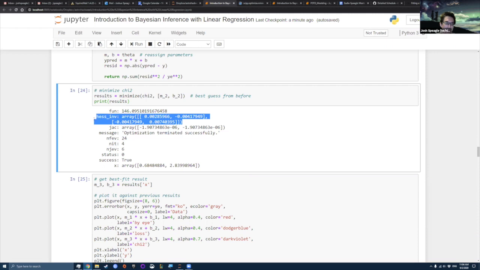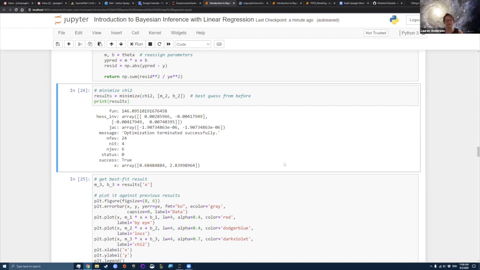And finally, this Hessian inverse right now is not actually such a useful quantity. But when we go through and define this function a little bit more properly, this will give us an estimate of the uncertainty. But for now, this quantity is essentially just garbage.